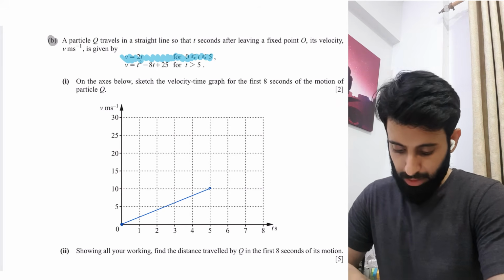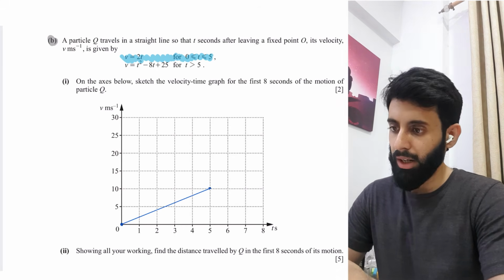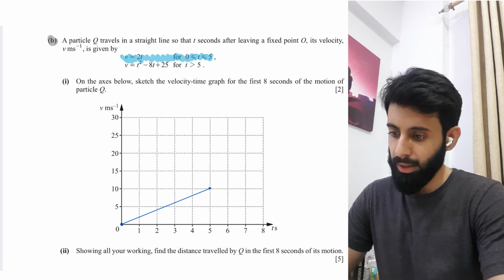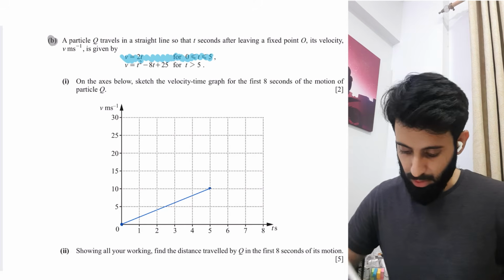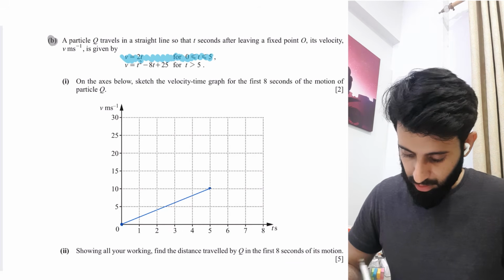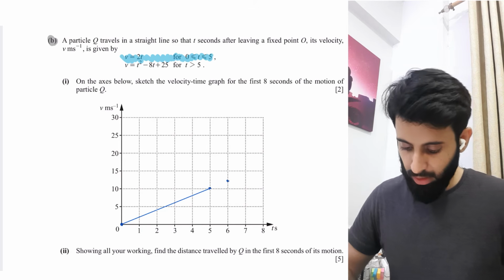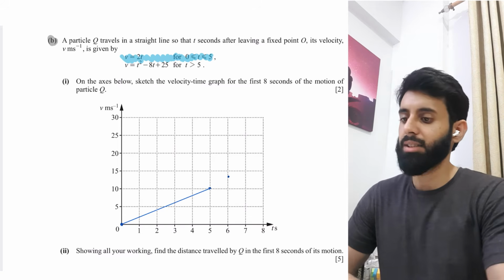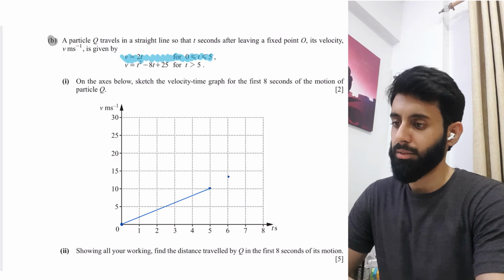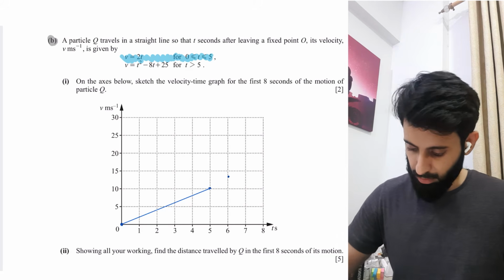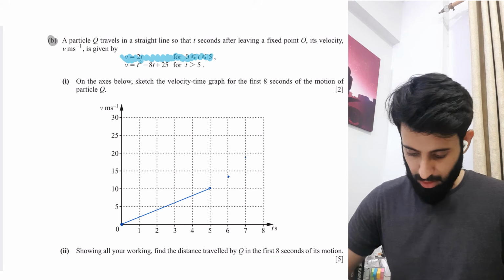So what I'm going to do now is, since I have to go all the way to 8, I'm going to plug in 6 in place of time so that I have the corresponding velocity. So at 6, the velocity equals 13. Okay, so that means it's going to be somewhere over here. Sorry, it's going to be above this. And then I'm going to plug in 7 in place of time so that I have the corresponding velocity. So I have 18, which is going to be somewhere over here.